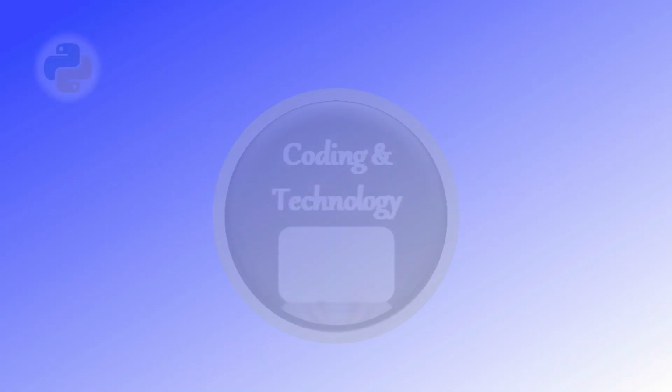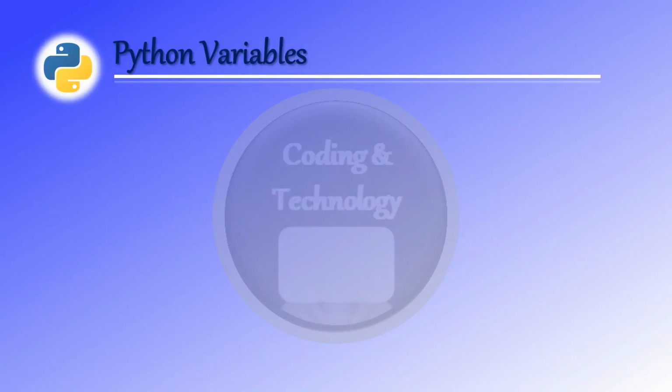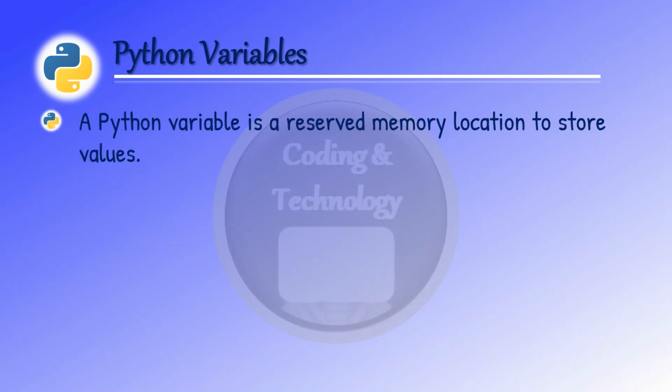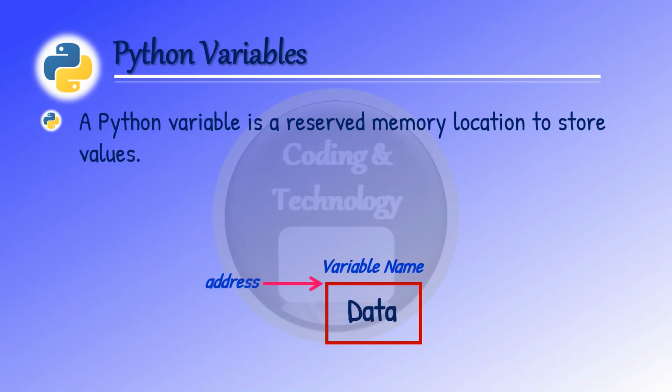Python variable. A Python variable is a reserved memory location to store values. This means that when we declare a variable, then it reserves some space in memory based on data types. By assigning different data types to variables, you can store integers, floating point numbers or characters in these variables.